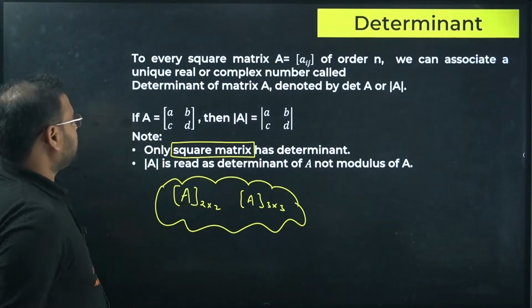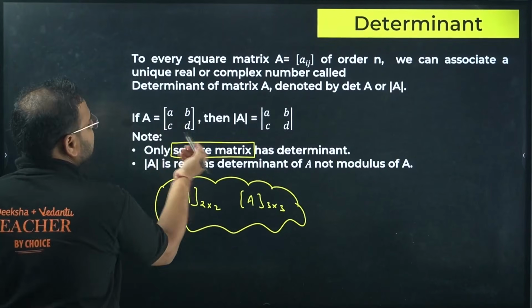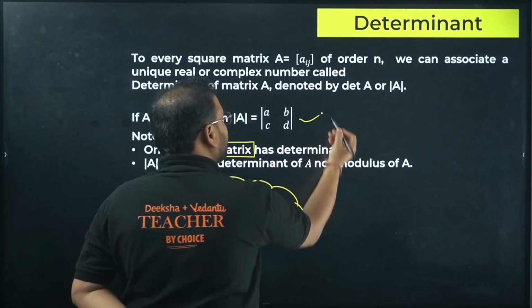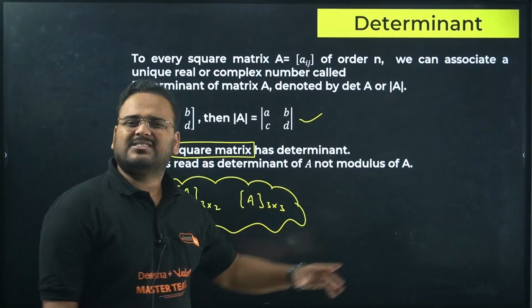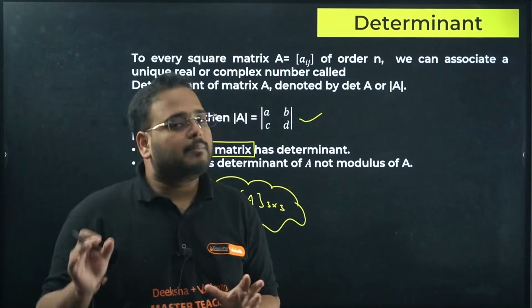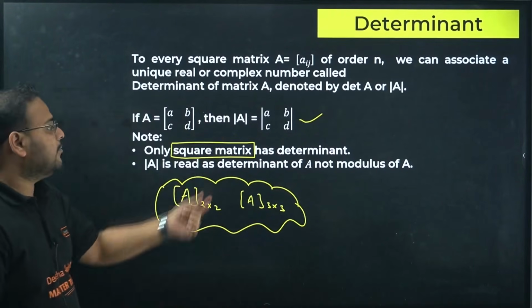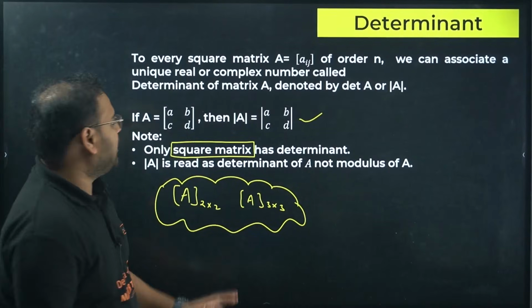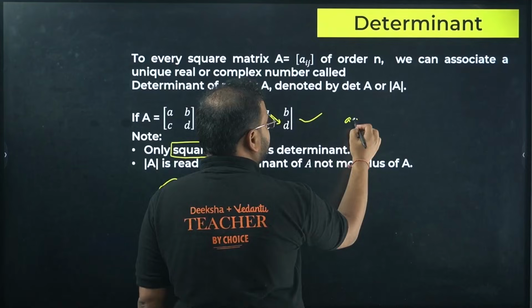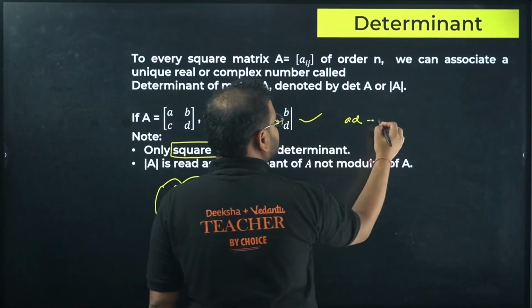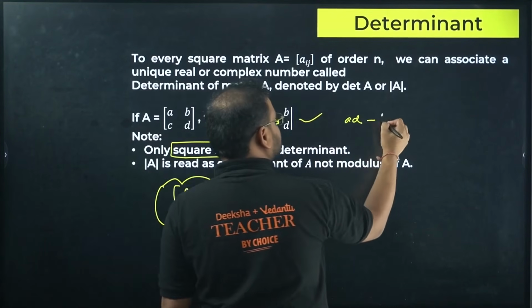So this is your matrix A, B, C, D and this is the representation of a determinant. You remove the brackets and write these lines, which is similar to what we write for modulus, but it is not modulus, it is actually the determinant of the matrix A. And how do you find it? Cross multiply A to D, so we get here AD, and minus cross multiply B to C, so BC.